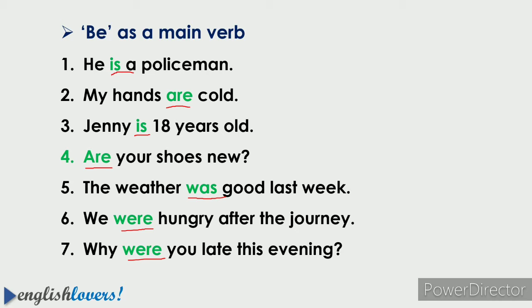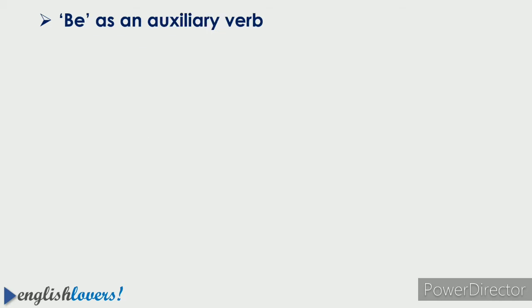So in all these sentences, the be form, either the present form out of am, is, are, or the past form out of was and were, functions as a main verb in the sentence. The be verb also functions as an auxiliary verb or helping verb in sentences.